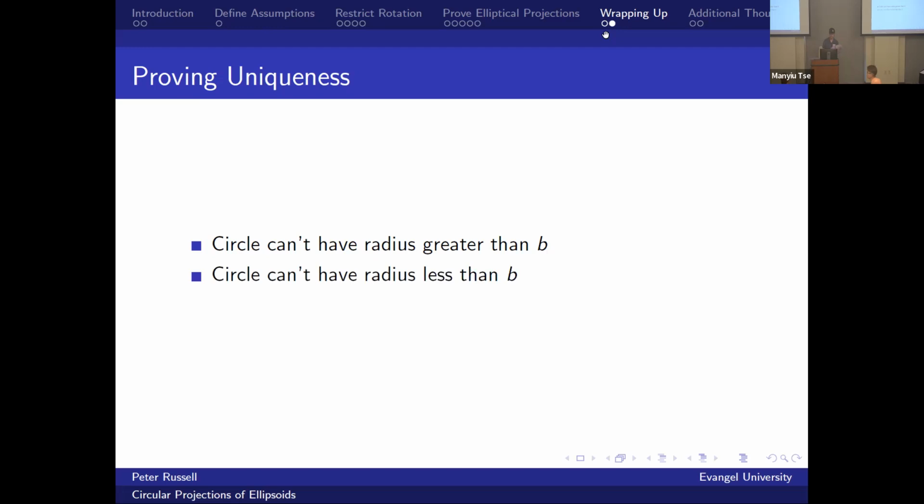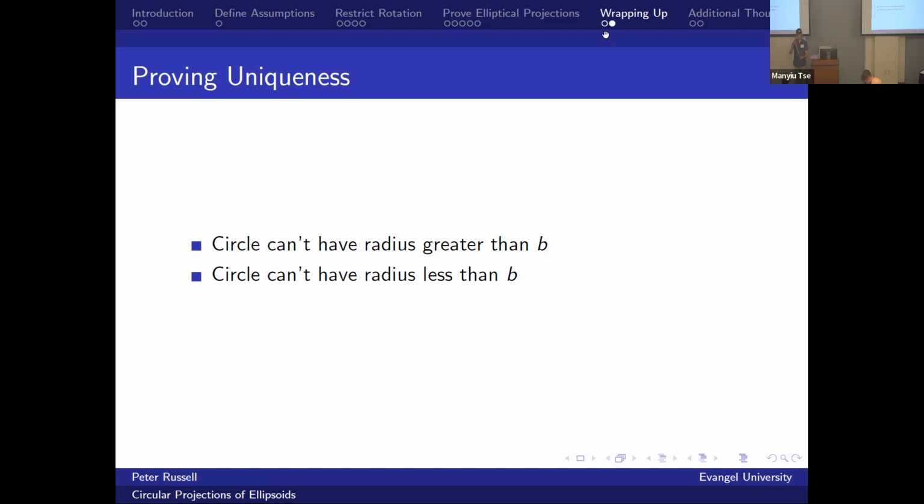So now we can show that the circle can't have a radius of less than b. The way we're going to do that is we're going to imagine taking this slice out of the ellipsoid. We're going to imagine having a clear boundary where the ellipsoid is. So the shadow of this shape has to fall inside of the shadow of this shape, in the same way that this fell inside the shadow of the cylinder. So if we think about what happens to this projection, we can answer some questions.